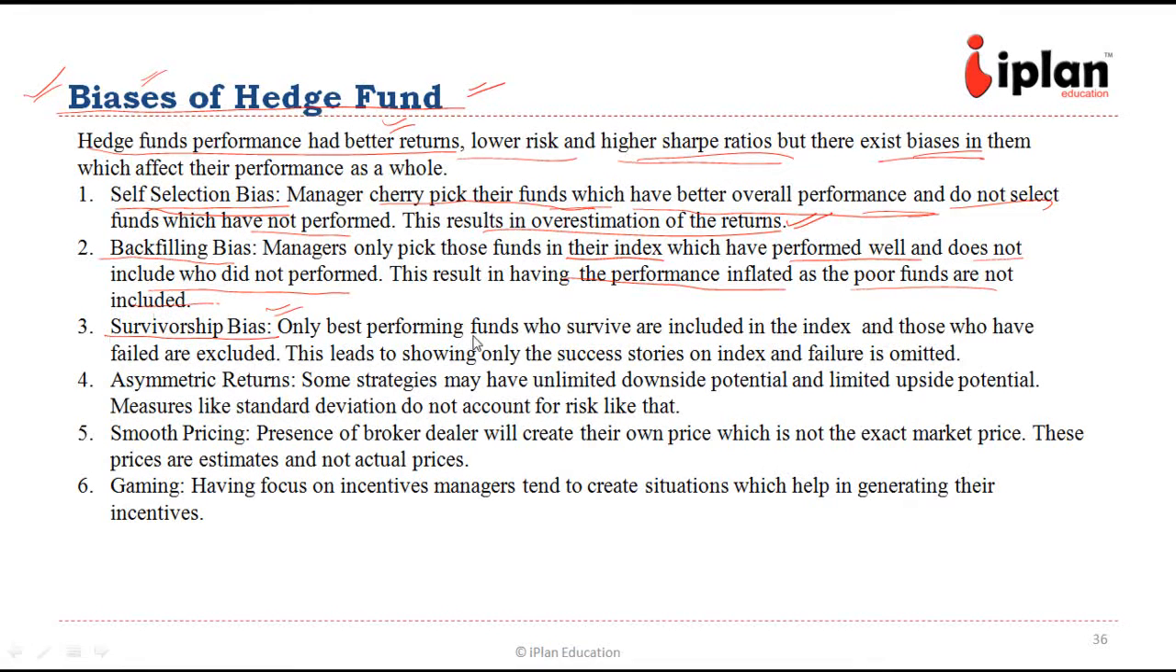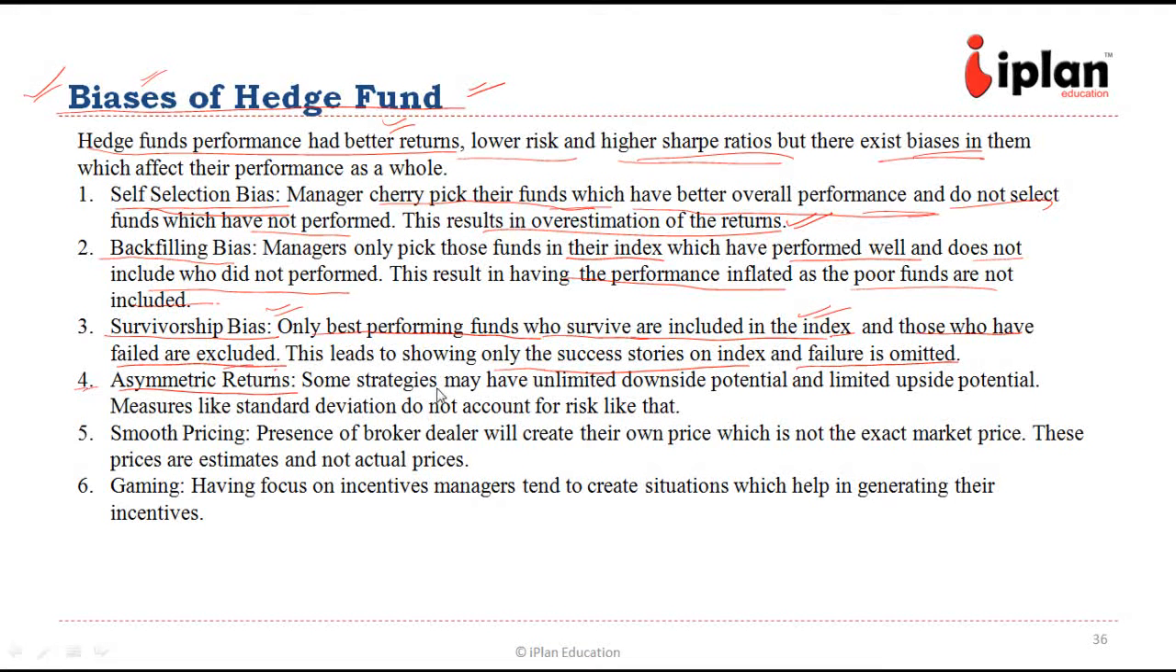Since all the funds do not survive till the end, only the best performing funds are going to survive and be included in the hedge fund index. So that will create a survivorship bias. All those which have failed and closed down are excluded. So this leads to a situation where only success stories are in the index and failures are omitted. So that will overestimate the returns. The fourth bias is due to asymmetric returns.